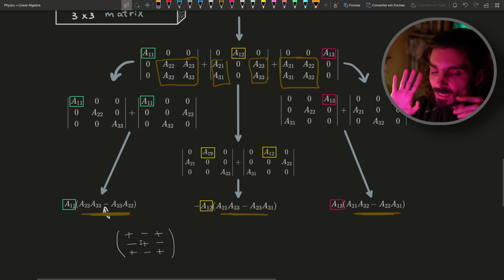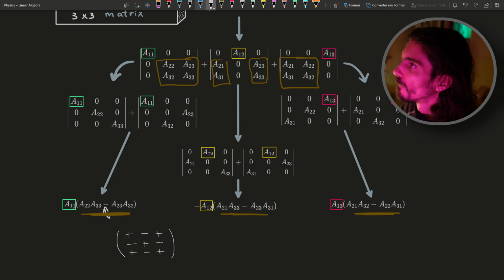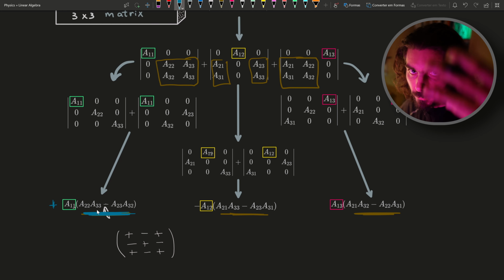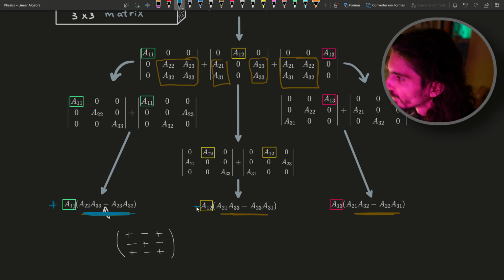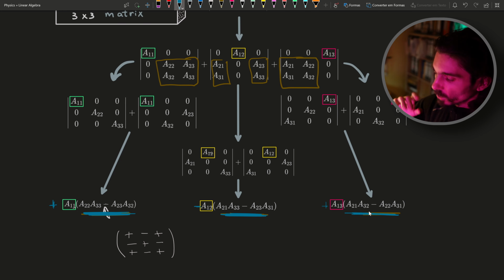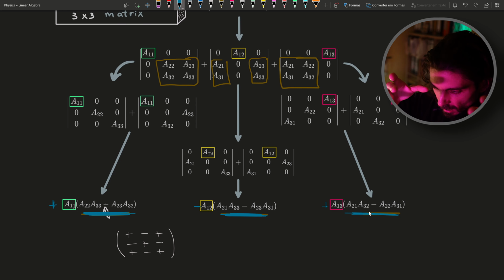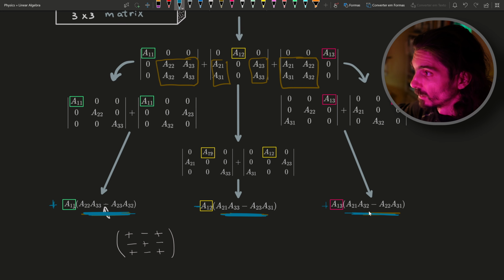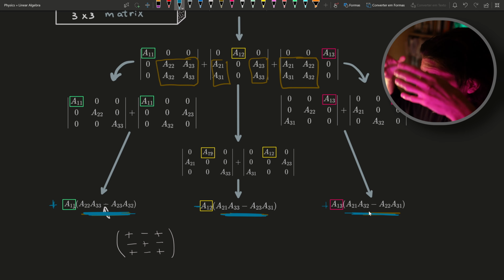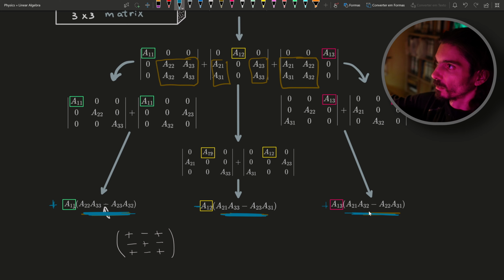In other words, let's just give a name to this. The plus sign that I get here times the determinant of the submatrix, the minus sign times the determinant of the submatrix, and the plus sign times the determinant of the submatrix. So this sign times the determinant of the submatrix is very important here. It's what we are multiplying the entry that we pick. It's a special sign times the subdeterminant.